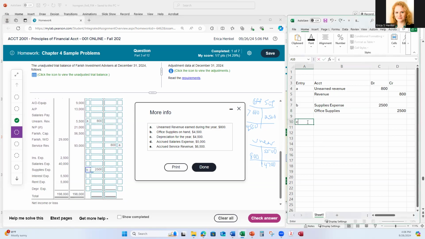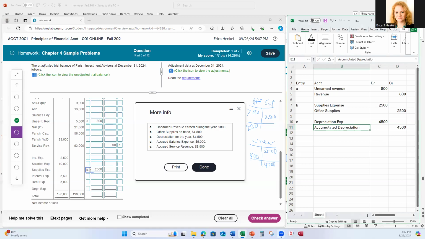All right. Now, for entry C here, depreciation for the year needs to be recorded, $4,500. So we're going to debit the depreciation expense for that $4,500. And then what are we going to credit? That's going to be our accumulated depreciation. That's that contra asset account that's on our balance sheet.